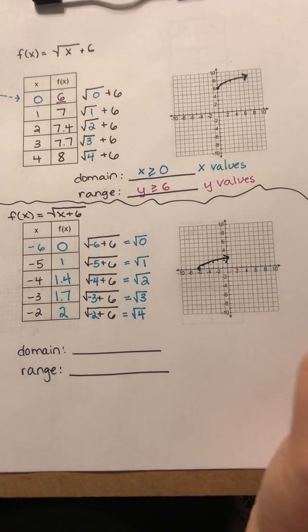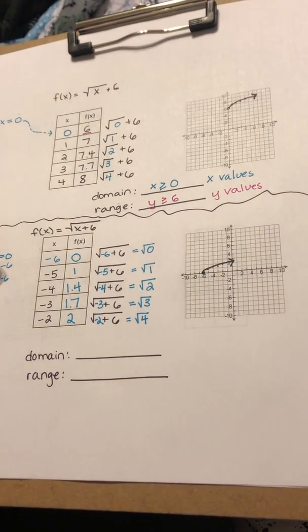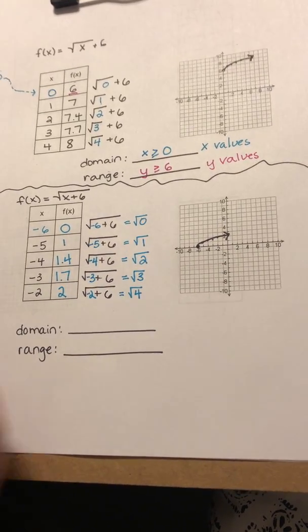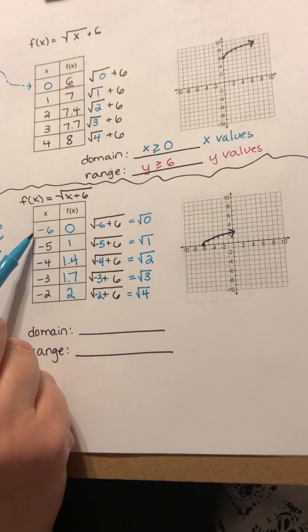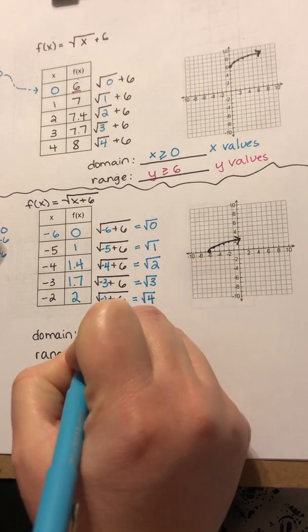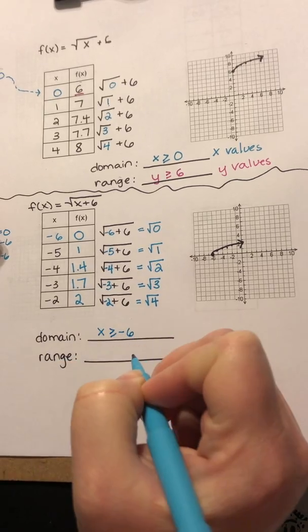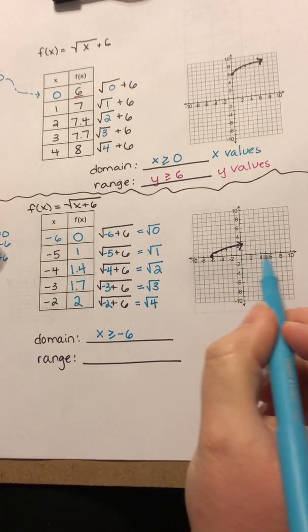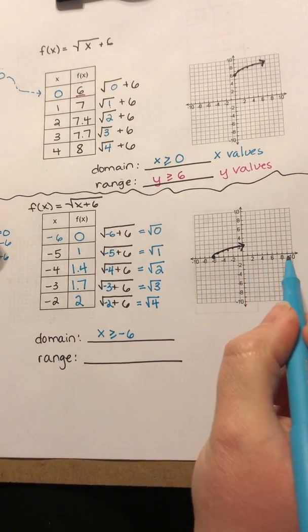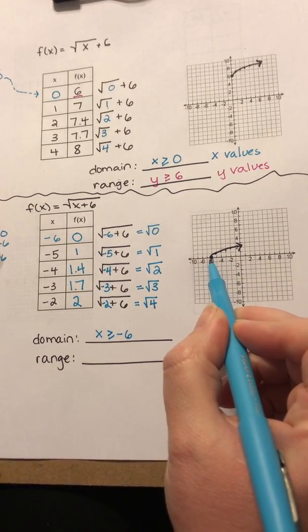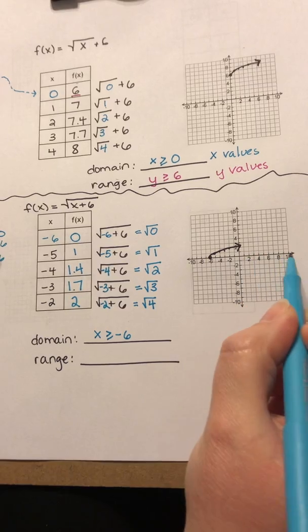So now let's take a look at our domain and range. So our x values, looking at our table, we can see start at -6. So x has got to be greater than or equal to -6. And if we're looking left to right on our graph, we can see that nothing goes backwards from -6. So everything is greater than that.